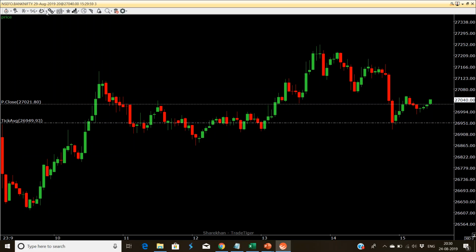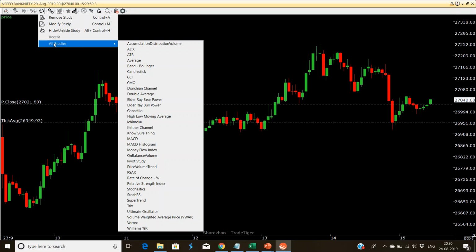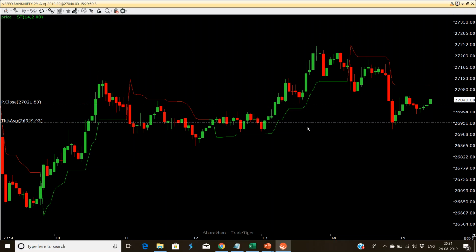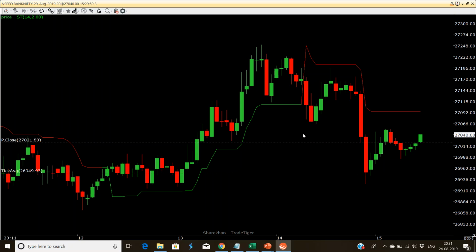Let me just show you how to search for it. I'll go to Study and find Supertrend, and here I will enter ATR 14 and multiplier 2 and apply. So this is how we put the Supertrend. Now, as you can see, Supertrend gives you a trend. This is a 3-minute chart, with a daily time frame for 30 days.